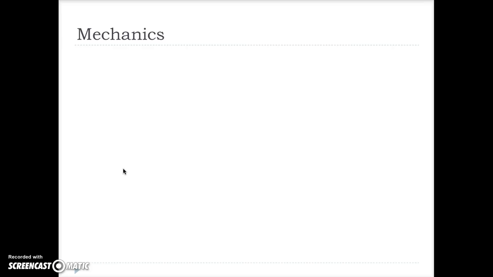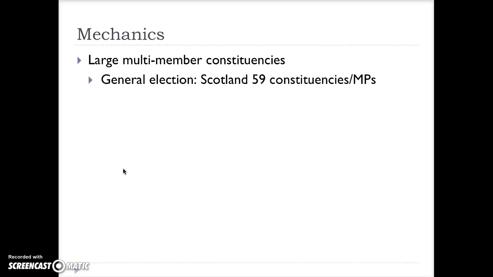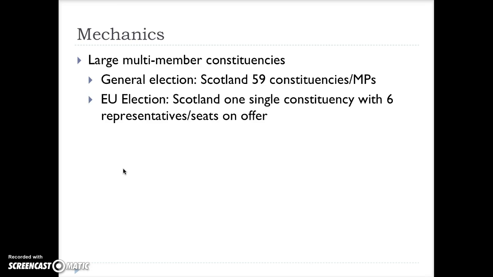So closed list, which is used in the European elections. Mechanics: large multi-member constituencies. That's the first thing to make clear. So in the general election, Scotland has 59 constituency MPs. You'll know, of course, that most of those now are SNP. In the EU election, Scotland is jammed into one single monster constituency that actually returns 6 representatives. So there are 6 seats on offer in Scotland.